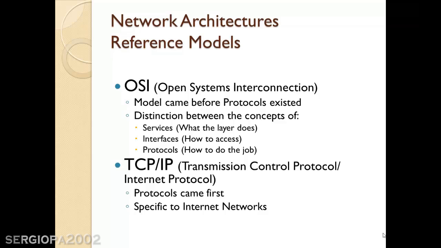Now, the TCP/IP reference model stands for Transmission Control Protocol, Internet Protocol, and it was created much later, with the creation of the internet, and it was really created mainly to fulfill the need to explain internetworking, or also internet networks, something that the OSI model doesn't do well. So in the case of the TCP/IP model, the protocols came first. So the protocols were created before the model itself.